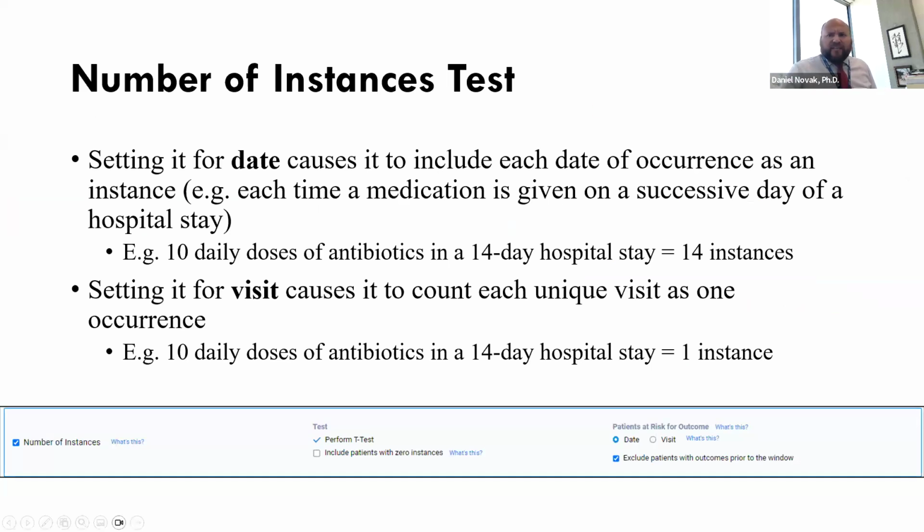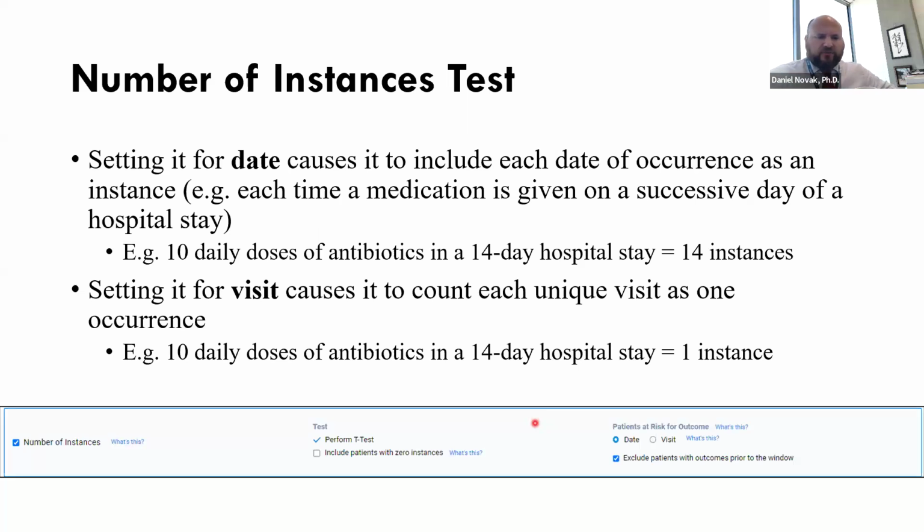Last, I'm just going to touch on this briefly, but the number of instances test allows you to include each date of occurrence. For example, let's imagine you had people in a hospital and you wanted to know, did they get 10 daily doses of antibiotics or 14 individual instances? This can help you find out, number one, how many times they were given a particular medication, but also how frequently these doses were given. So you can adjust it to figure out number of instances.